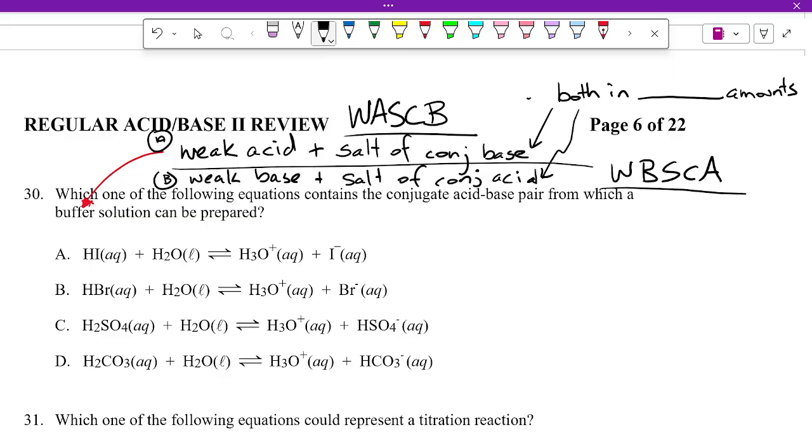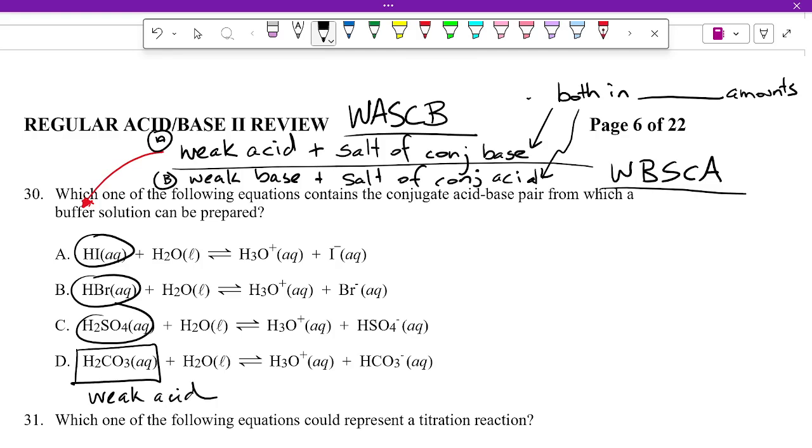Okay, so in these ones here, we have a strong acid, strong acid, strong acid, and now we have a weak acid. Now, when we write out the equation for a buffer, we do not include the other ion in the salt. We write the net ionic equation.